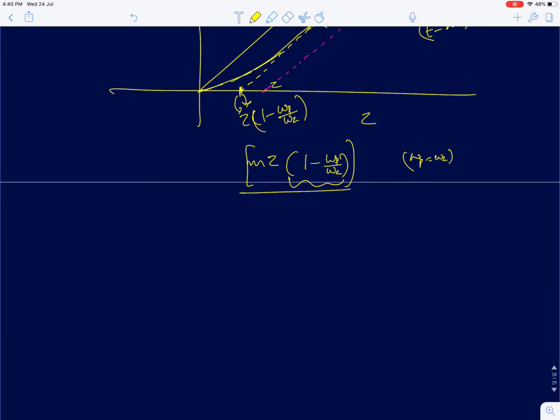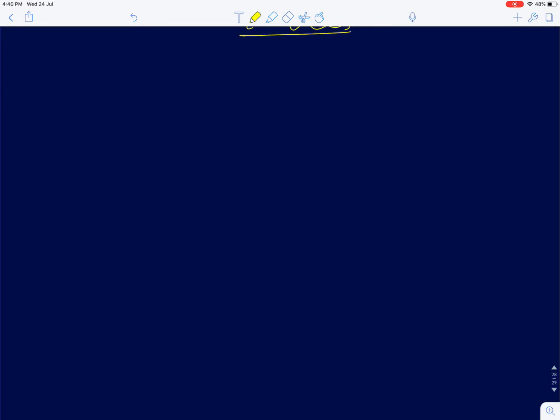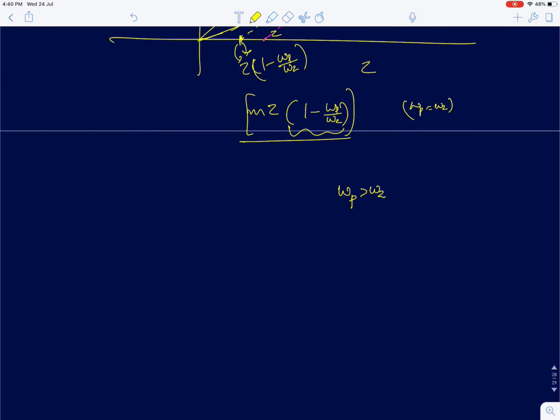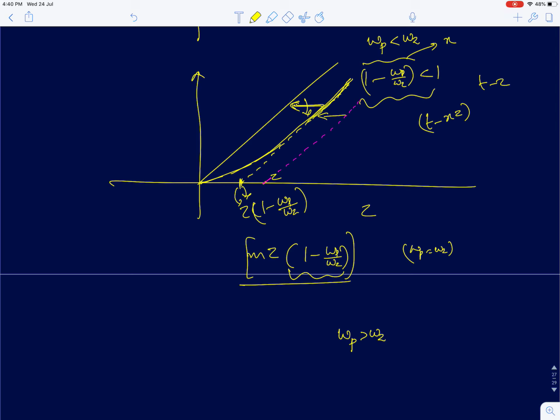Now we will draw for the case when omega p is greater than omega z, or your 0 occurs first. And if you remember, I'll just make a point here. For this system, it's a lagging phase system. The phase will always be less than 0. We already plotted the response of this system.